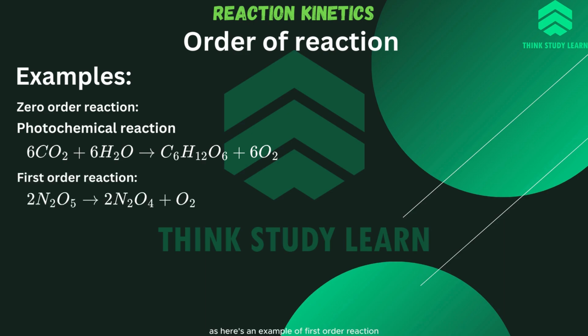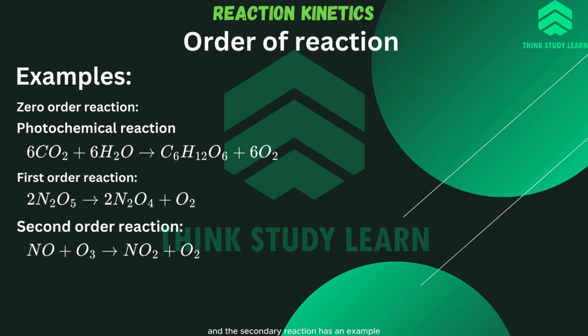Here's an example of a first order reaction, which is the decomposition of 2N2O5. This reaction is a first order reaction because in this there is no change in concentration of reactants. That's why it's a first order reaction. And the second order reaction has the example: nitric oxide plus ozone gives us NO2 plus O2. As the sum of the concentration exponents of the reactants is 2, that's why it's a second order reaction.